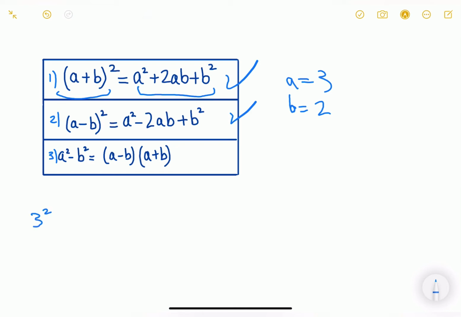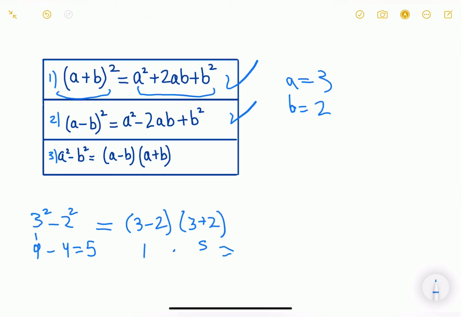So 3 squared minus 2 squared. What's 3 squared, first of all? It's 9. Minus 2 squared, which is 4. And what's 9 minus 4? It's 5, okay? Now we have to get the same thing to prove that this formula is correct. So we have A minus B and A plus B. 3 plus 2 is 5, and 3 minus 2 is 1, and when you multiply them you get 5. So now we proved number 3.